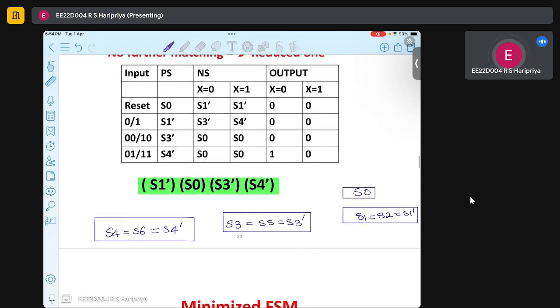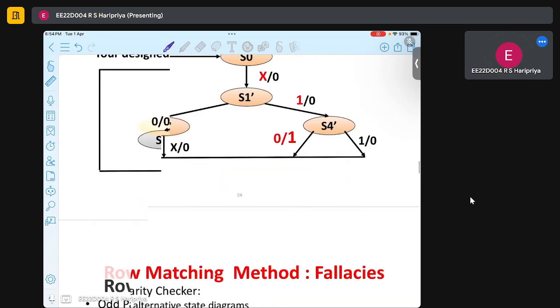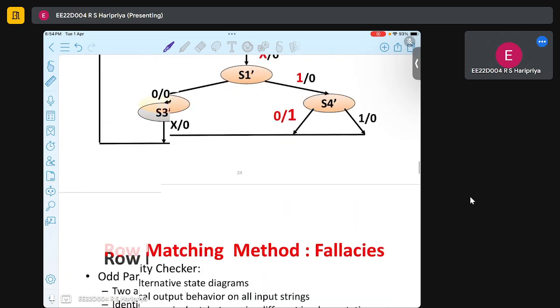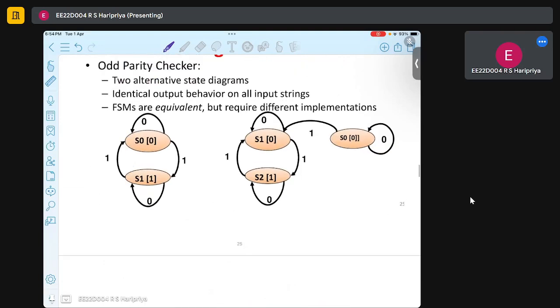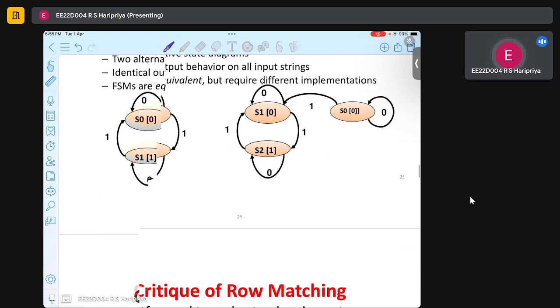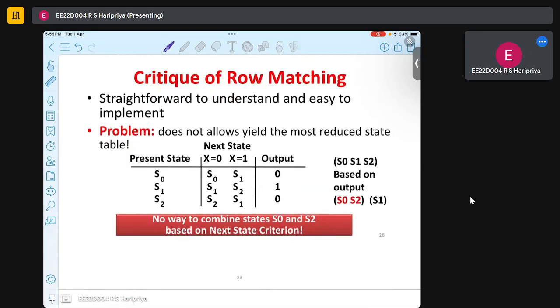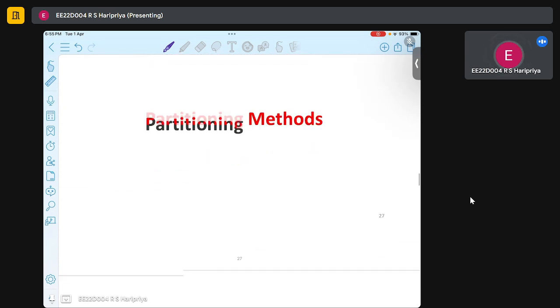So we have a total of 4 states. Next, this is our minimized circuit. We can see that these two circuits are equivalent, but the implementation will be different. The problem with this row matching is that it does not always yield the most reduced table. So the next method is the partitioning method.